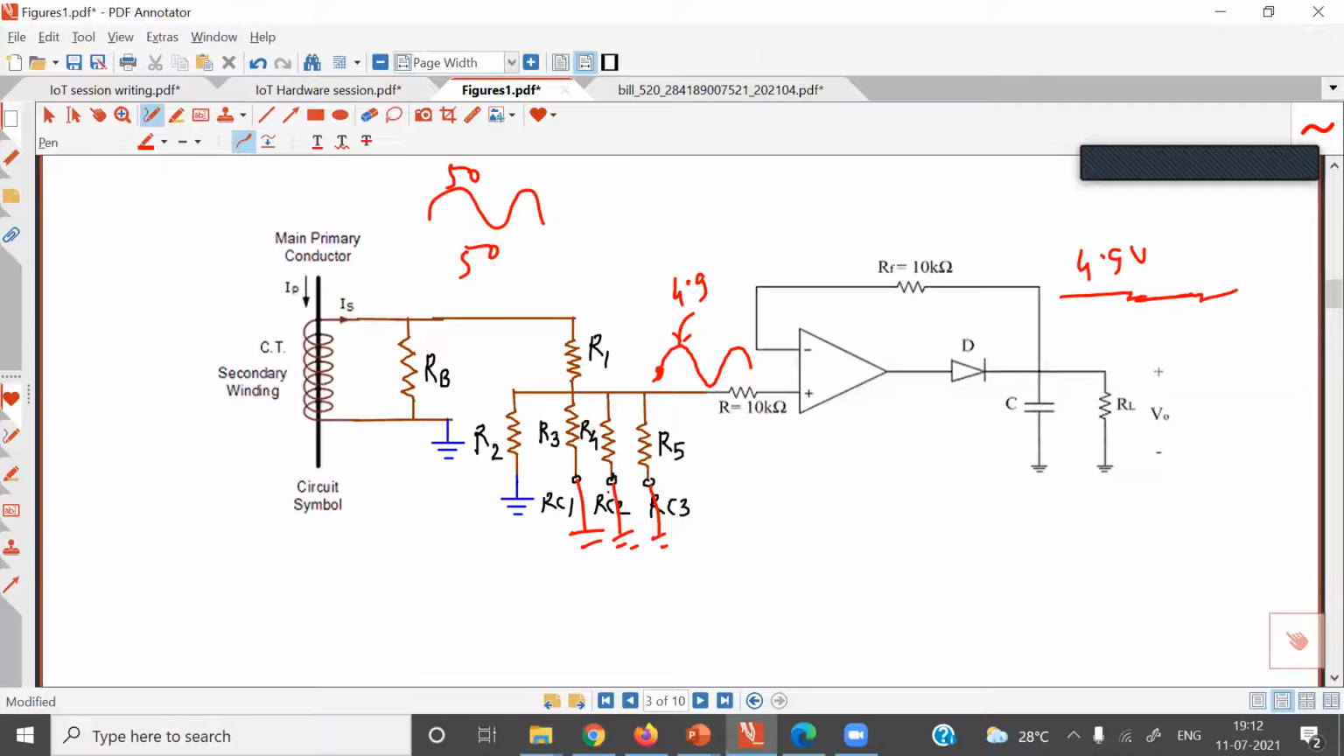So you make use of R1, R3, R4, R5 in such a way that your output voltage at the output of the peak detector should always be less than 5 volt. It should not exceed that. So for example, if our current measurement range is 0 to 100 ampere, then for 100 ampere current, you try to get 4.9 volt.